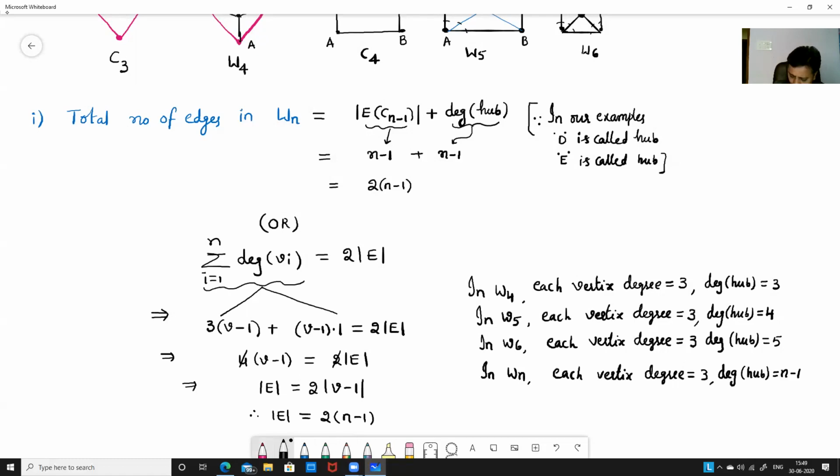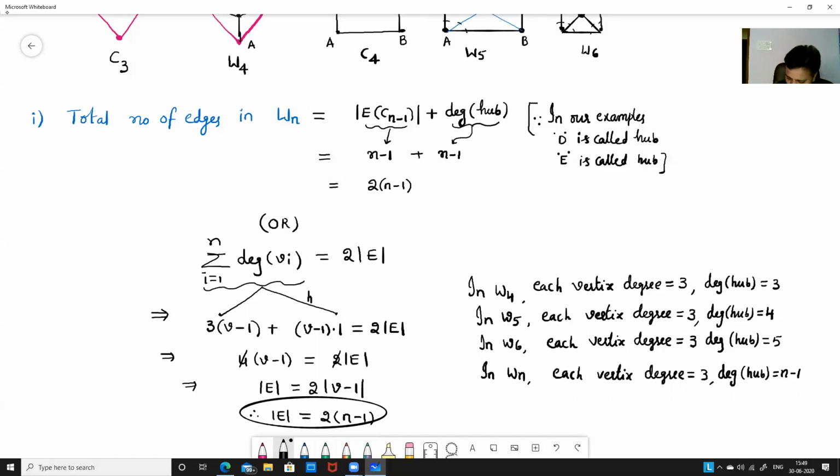So this is a different way we can analyze the formula to get the number of edges in a wheel graph. I explained 2 different approaches. In W4, each vertex degree equals 3 and the degree of the hub is equal to 3. In W5, each vertex degree equals 3, the degree of the hub is equal to 4. In general, in Wn, each vertex degree is equal to 3 and the degree of the hub is equal to n minus 1.